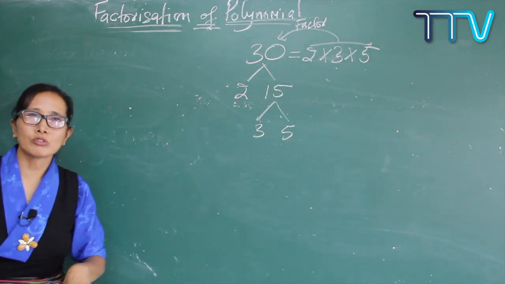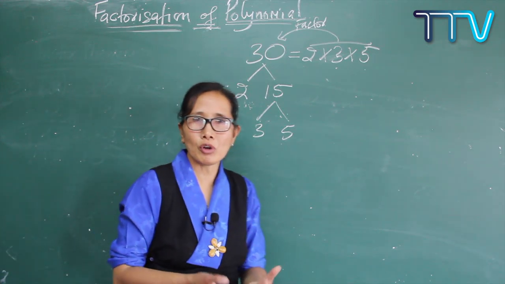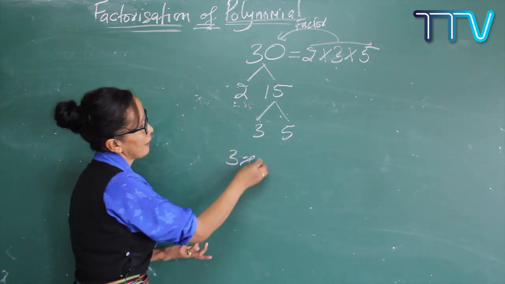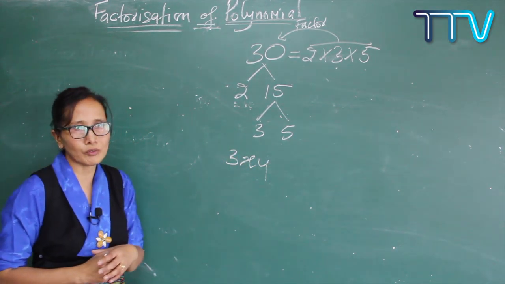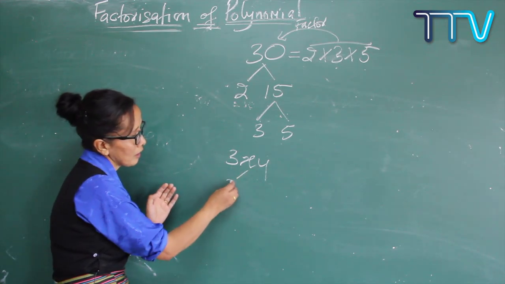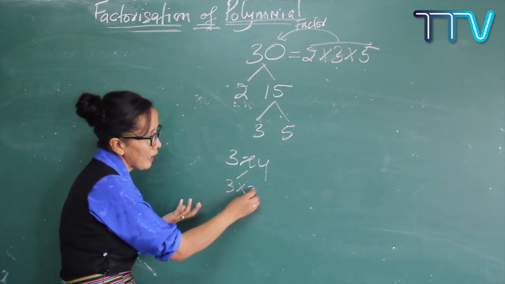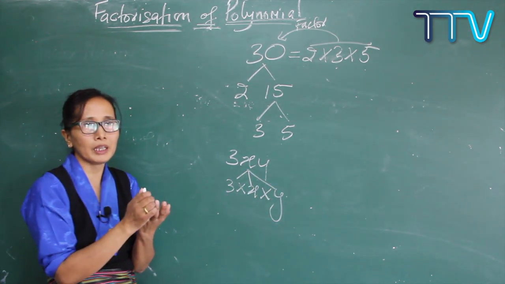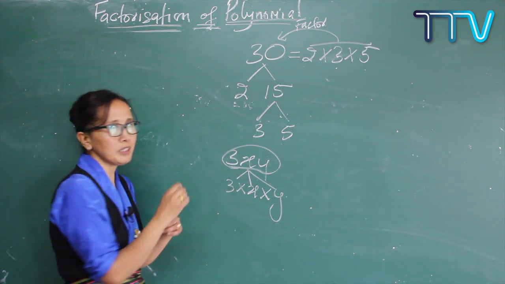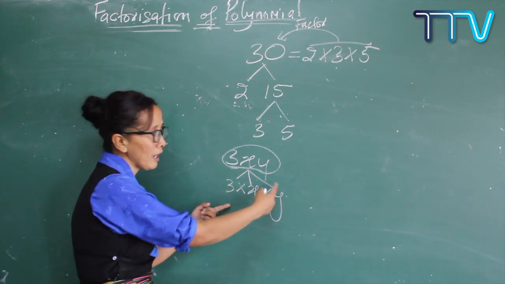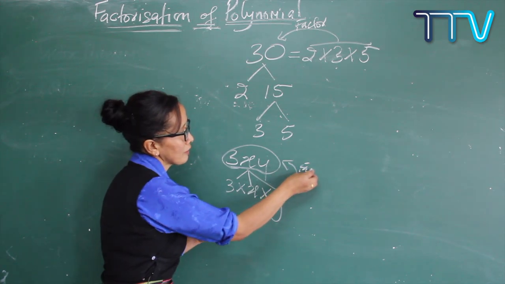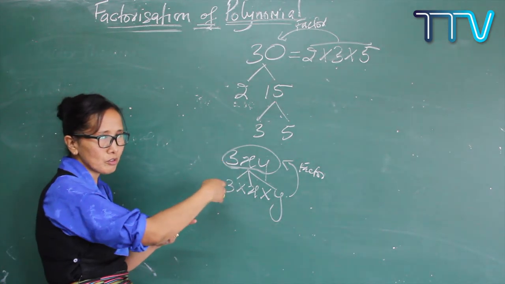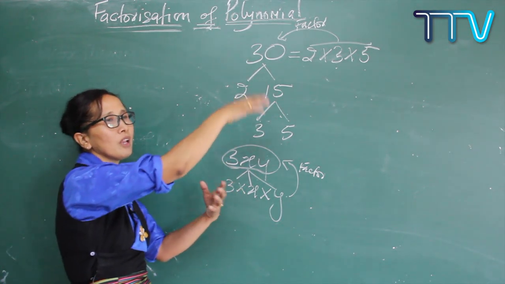When you move towards algebraic expressions or polynomials, let me give an example. Let me take 3xy. How do you find the factors of this? Again, we can find them in this way. When you multiply 3 by x by y, you get exactly this expression. So what it means is 3, x and y are the factors of this polynomial or algebraic expression. Understood? So you can find them in this way. That is called factors.